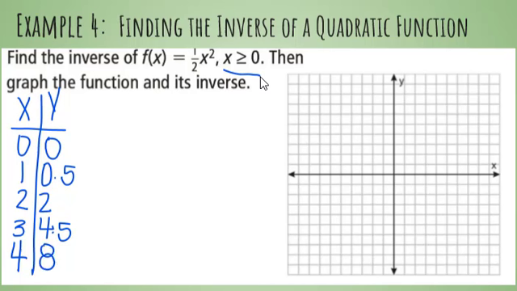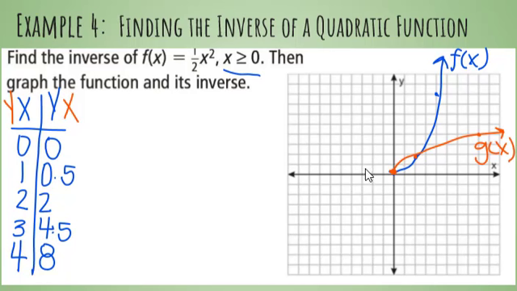So we're going to graph this original function first. So here's our graph of f of x. To graph the inverse, we're just flipping these points around. So we're going to make this side the x and this side the y to graph the inverse points. So here's our graph of the inverse, and I've labeled it g of x. So now let's find the inverse function.